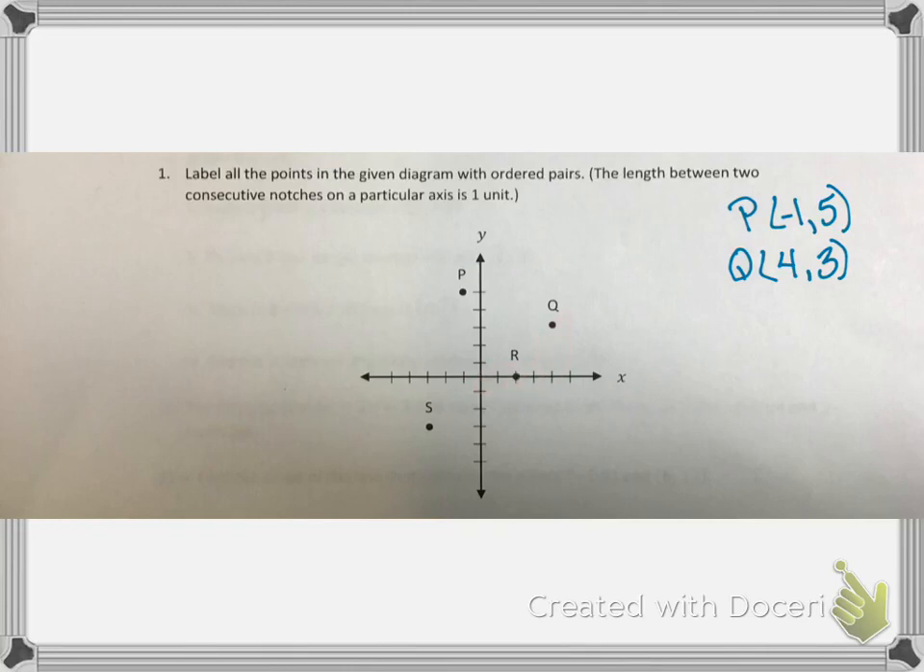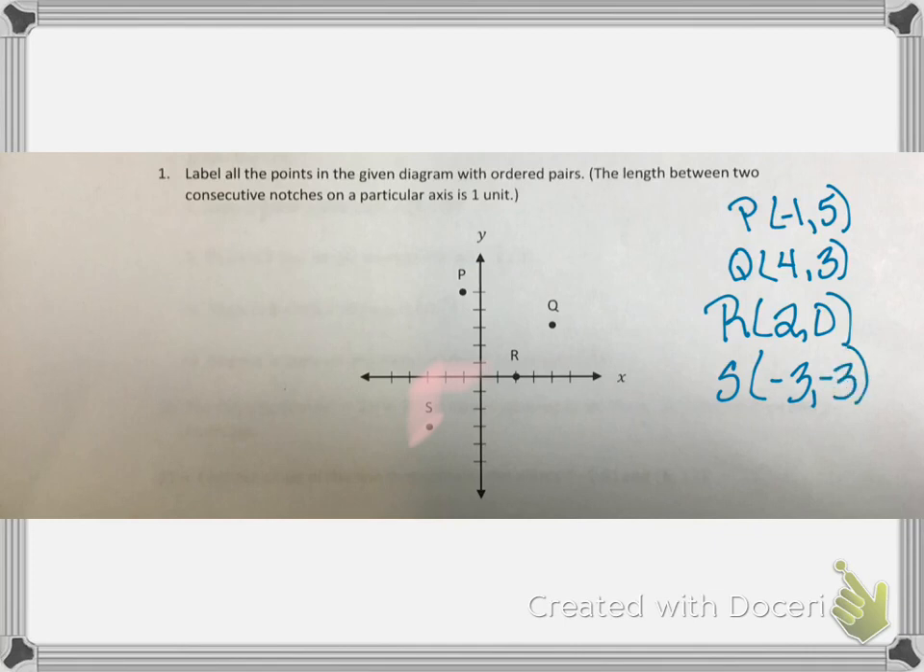Okay. Next, we are going to do R. R is on the x-axis, and so we go over 2, and we are going up 0. So our ordered pair here is 2, 0, and that is on the x-axis. And then our last point is S, and we are going over -3, because we're going to the left, that's negative, and then we are going down -3. And because we are going down, that is also negative. So this ordered pair is -3, -3.